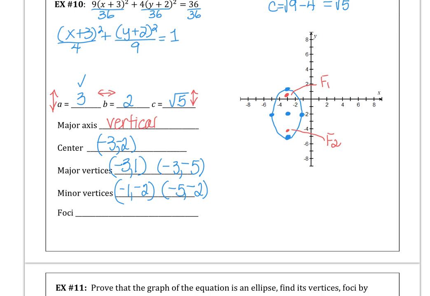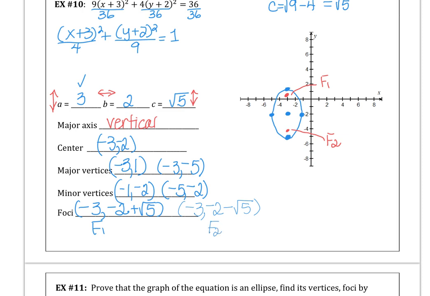What did we do? So we went negative 3, and the center was at negative 2, and then we had to add back the square root of 5, and that put us at the f sub 1 point. But this second f sub 2 point, we went out to negative 3, we went down on y negative 2, and we kept going in a negative direction, square root of 5.